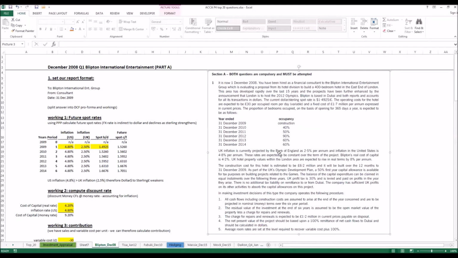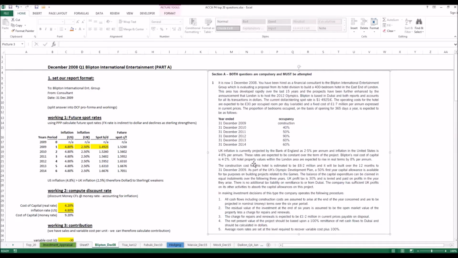These rates are expected to be constant over the term of the project. So this is 2.5 and 4.8. That's going to be constant year on year. Blipton's real cost of capital is 4.2%, but again, that will also need to be adjusted for inflation.